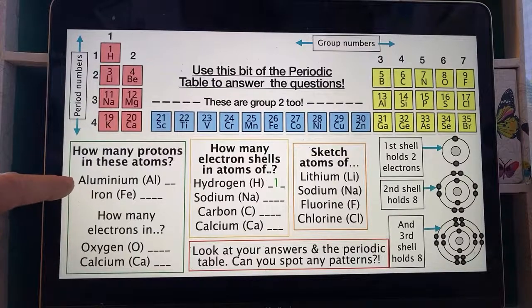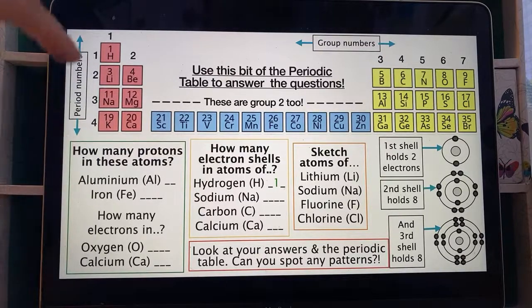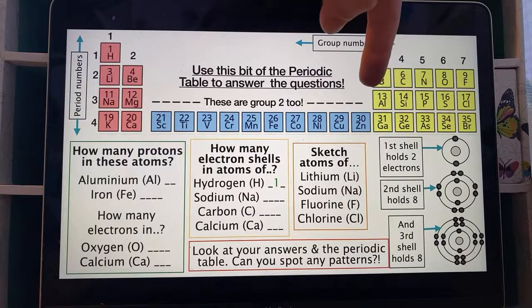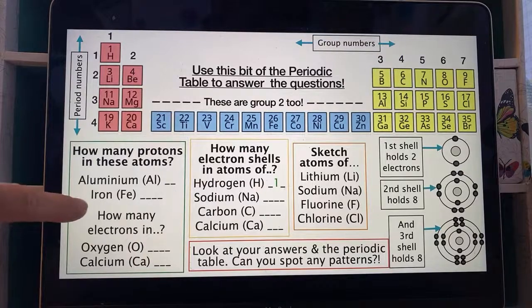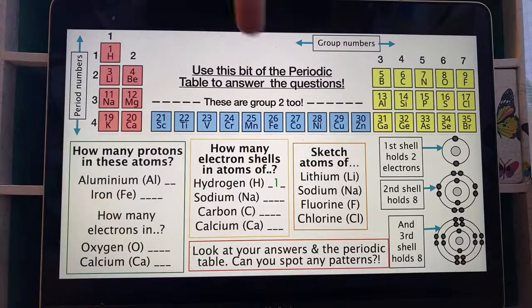How many protons in an atom of aluminium? Well, we've said, haven't we, that the numbers that go with the symbols tell you how many protons they have. So you just find aluminium. There it is. It's got a 13 above it. So aluminium has got 13 protons. Iron, which is Fe, has got 26.